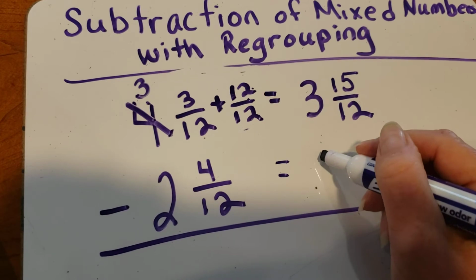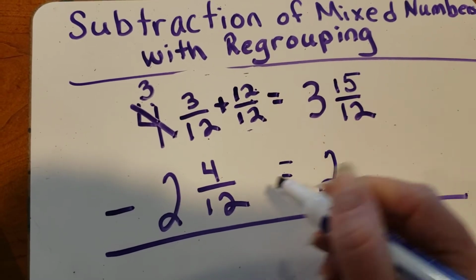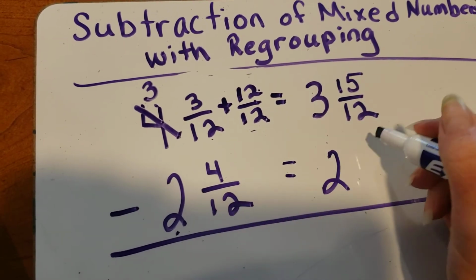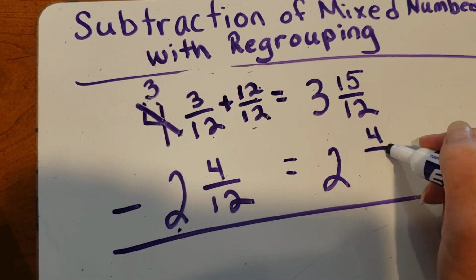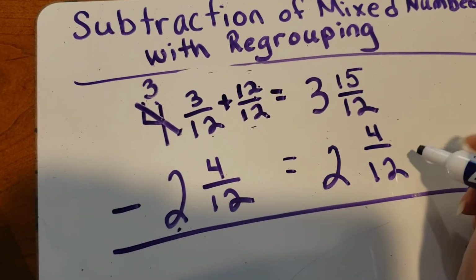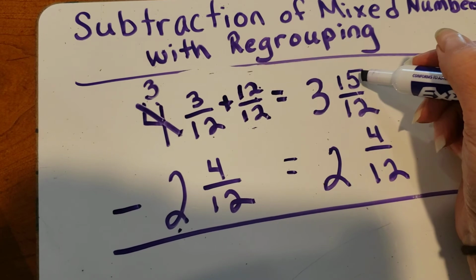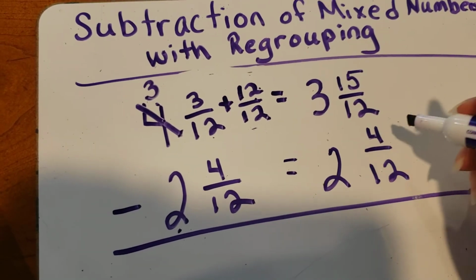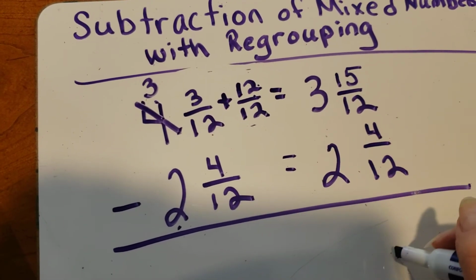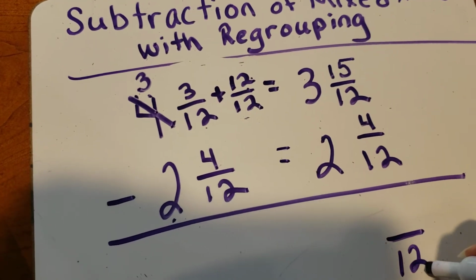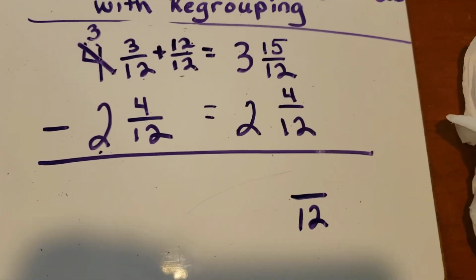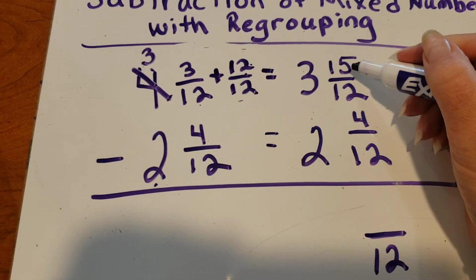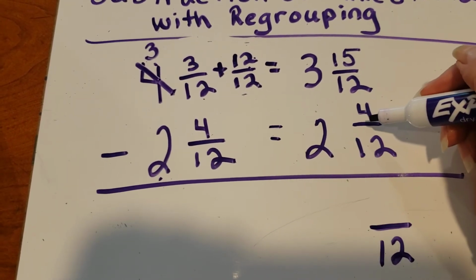This mixed number at the bottom, I'm going to leave alone. I'm going to bring that whole number 2 over, and then I'm going to subtract 4/12 from the fraction above it. So now I know my denominators are the same, so I'm just going to write my denominator down below. Then I just have to look at my numerators. I have 15 minus 4.